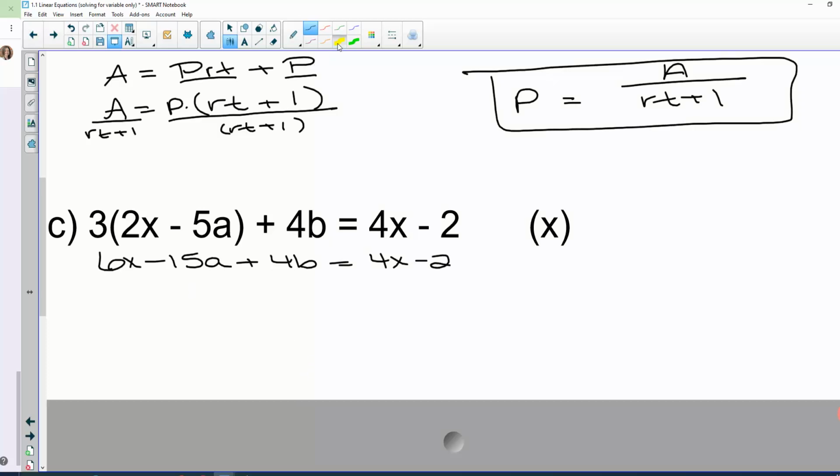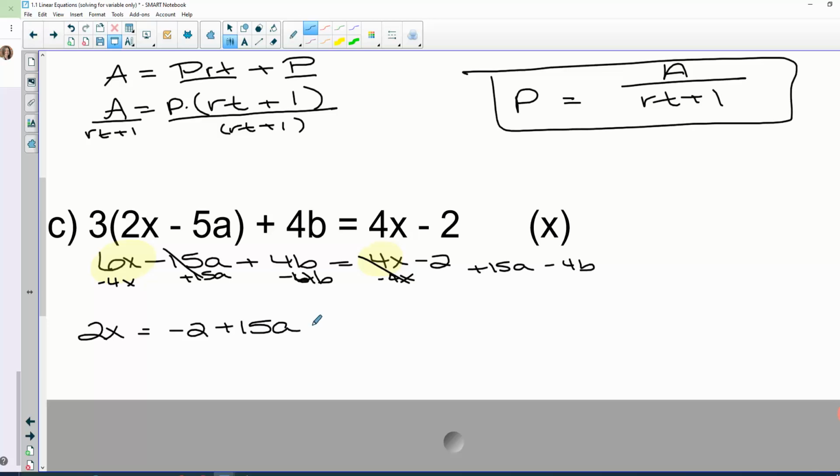We are trying to solve for x, and we have 2 of them, so we need the x's on one side and everything else on the other. So if I subtract over my 4x, that will give me a 2x. I don't need the 15a, so we can add it. I don't need the 4b, so I'm going to subtract that. So I have 2x equals -2 plus 15a minus 4b. And you might have those terms in a different order, and that is totally okay. And then what to get x by itself? Divide by 2.